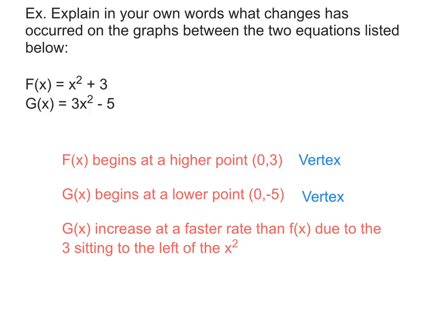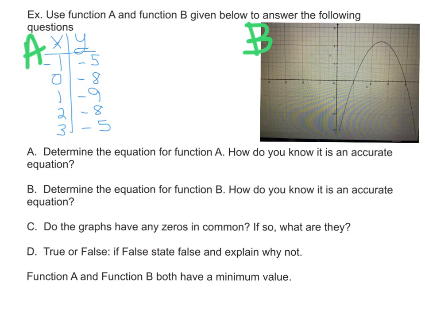And g of x increases at a faster rate than f of x due to the 3 sitting to the left of the x squared. So this right here increases that rate, so it's a steeper parabola in that sense. It's not as wide as the x squared plus 3.